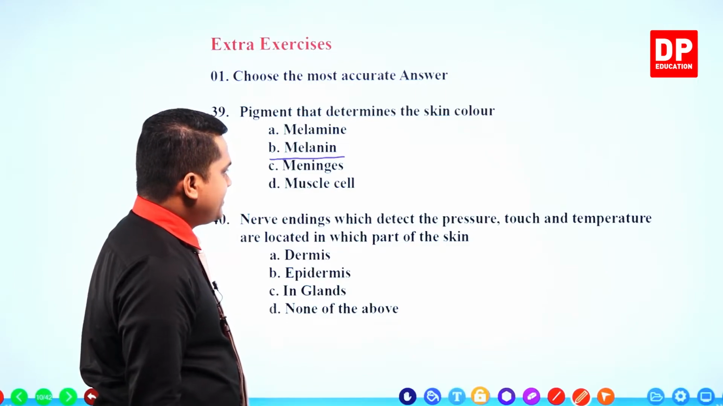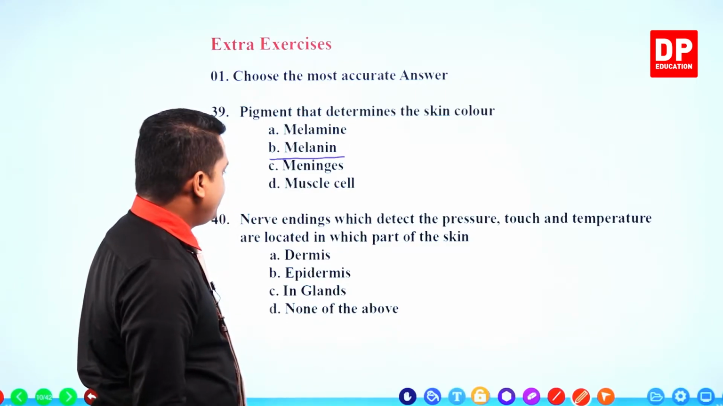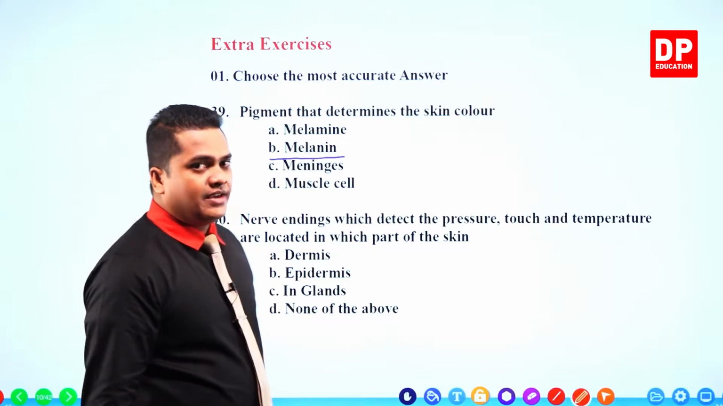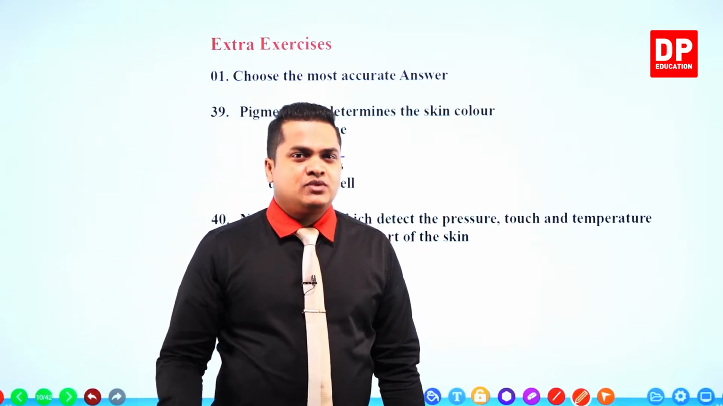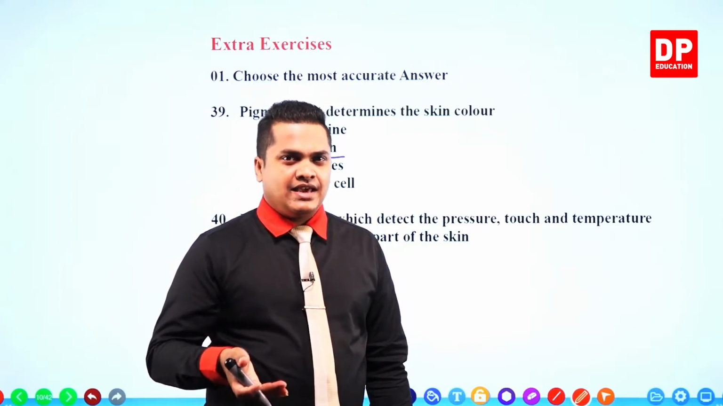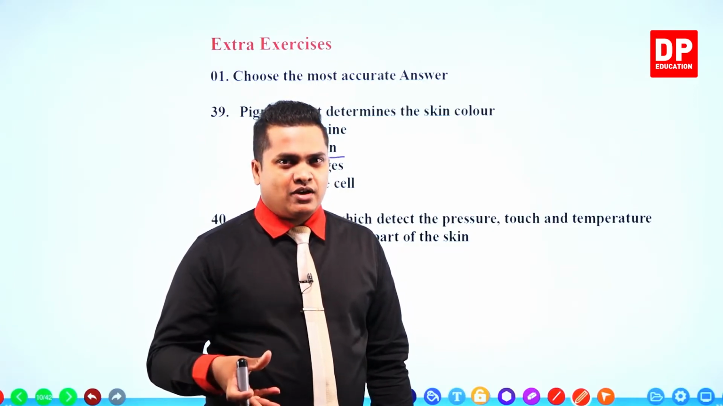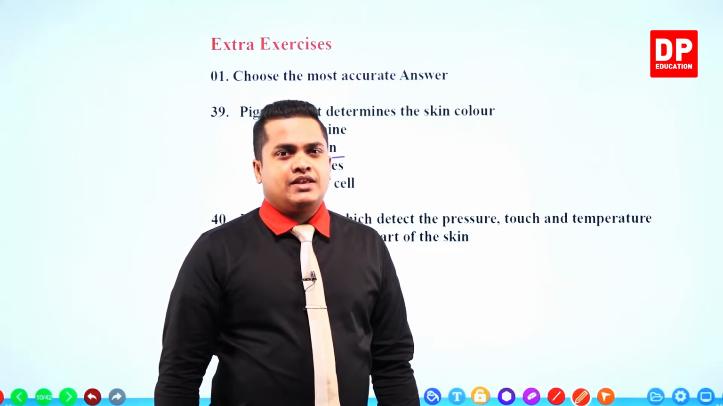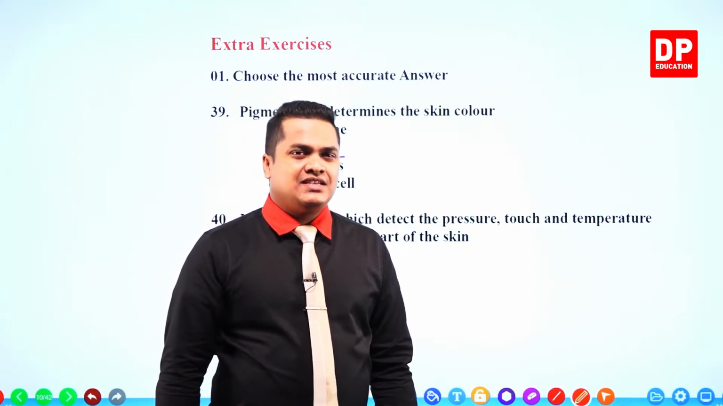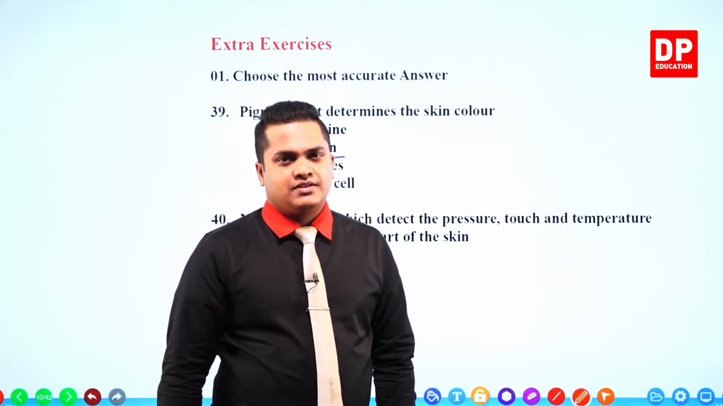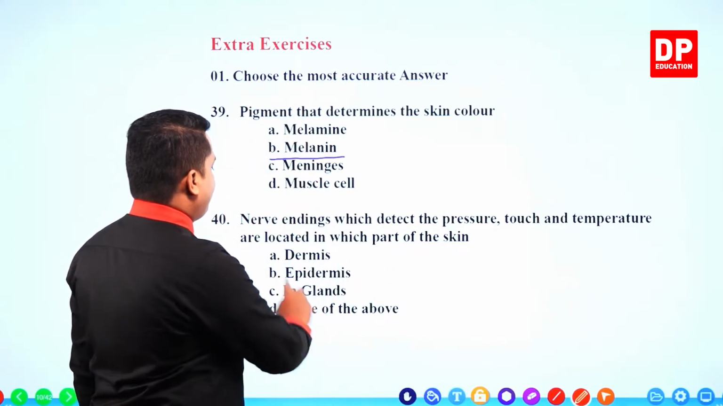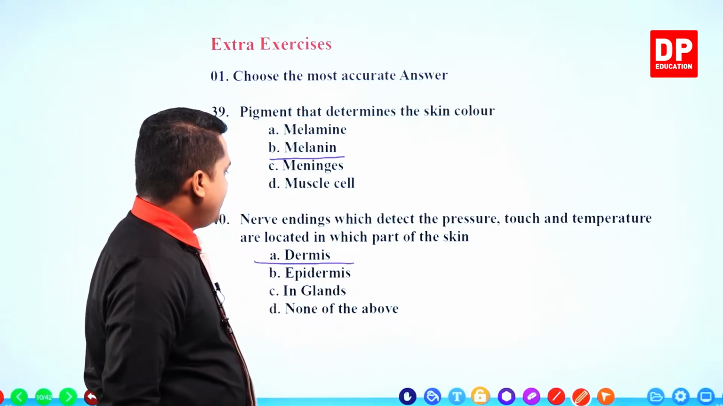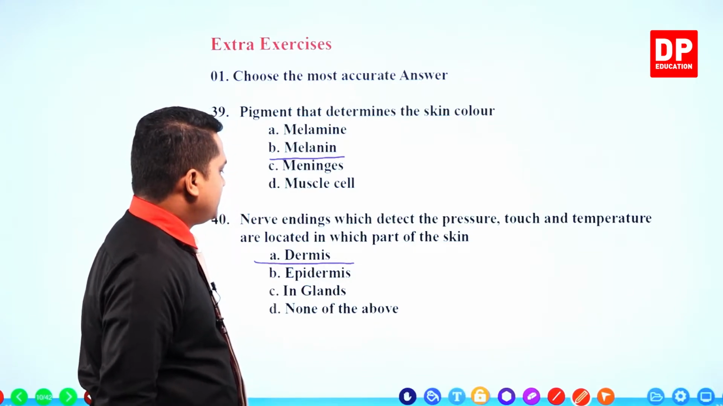Nerve endings which detect the pressure, touch and temperature are located in which part of the skin? So you know that the epidermis is very thin and it has several cell layers, that's it. Even the dead cells can be observed in the epidermis. Therefore, my dear children, almost all the components contained within the skin are observed within the dermis. So the answer would be the dermis. Nerve endings which can detect pressure, touch and temperature are located in the dermis.